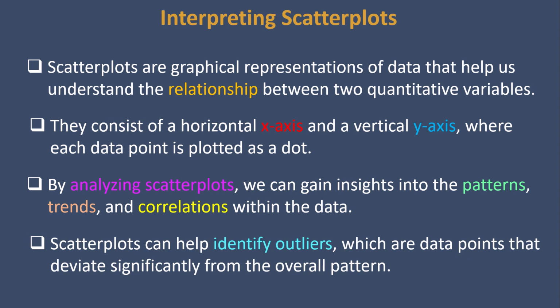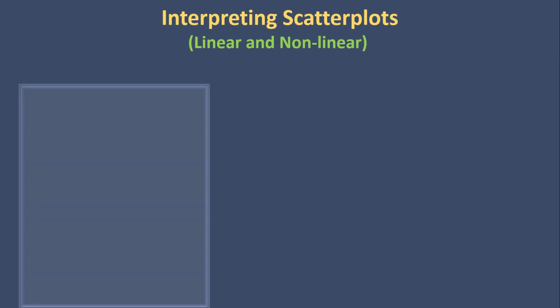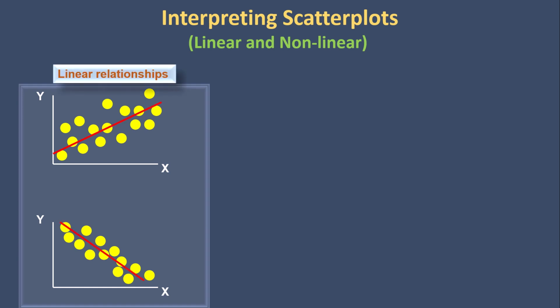Scatterplots can help identify outliers, which are data points that deviate significantly from the overall pattern. Now let me explain this with more details. We can assess the linearity of the relationship. If the data points form a straight line, this suggests a linear relationship between the variables.